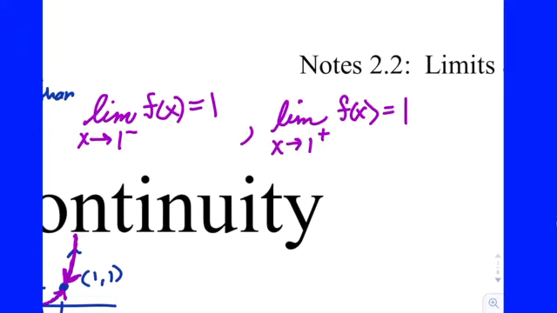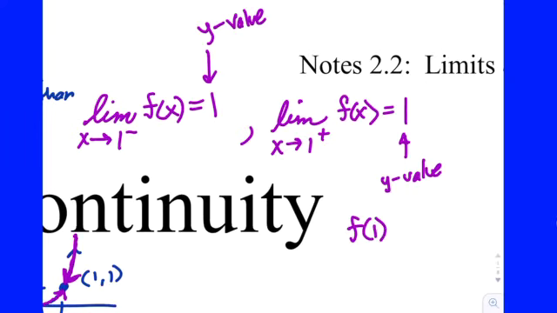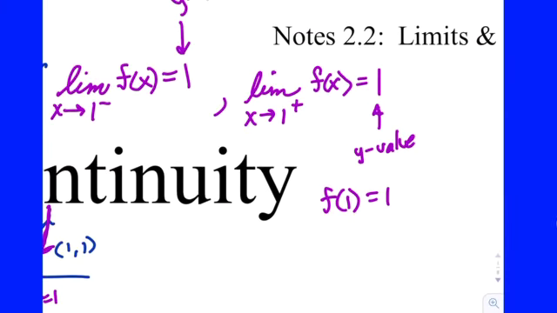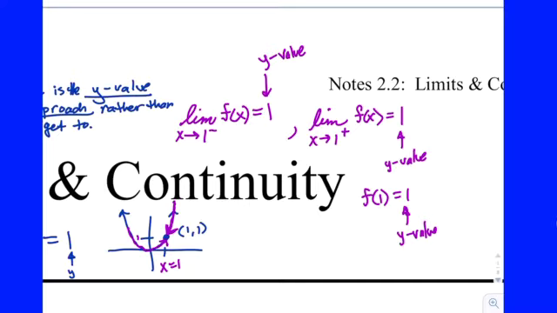So when we say the limit is 1, this is the y value. And of course, if we say f of 1 equals 1, that's also the y value. But that's the one we're used to. So for f of 1, we show our x input in the parentheses, and f is the function we're using to evaluate. But for the limit, we put the x value we're approaching underneath the limit, and we put our function up there. So we have these new y values called limit values.